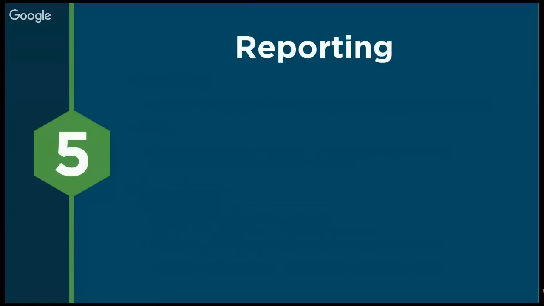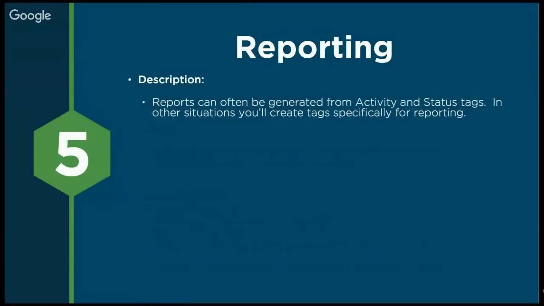Okay, category number 5 is reporting. So reports can often be generated from activity and status tags. So think about the activity tags that we talked about earlier. Someone downloaded a free report. So we've got free report, download sequence, downloaded might be the name of the tag. And all I have to do is just search and find how many people have that tag. That's great. I'll know exactly how many people have downloaded my free report from that activity tag. So I can use that activity tag for reporting.